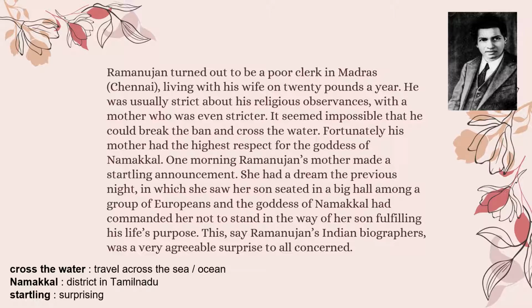Here in this paragraph, we understand that Ramanujan was a poor clerk living on only rupees 2000 a year. He was very strict about all his religious practices, and his mother followed those religious practices even more than him, so he was not allowed to travel across the sea or the ocean. But as his mother had a dream where she saw her son seated in a big hall with Europeans, that's how she realized that the goddess of Namakkal had given her the order to not stand in the way where her son could reach greater heights.